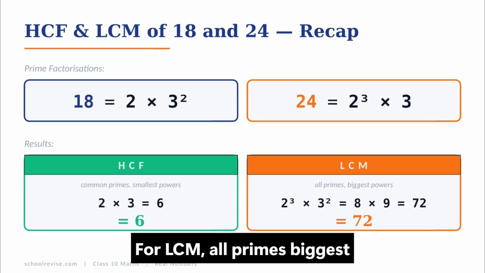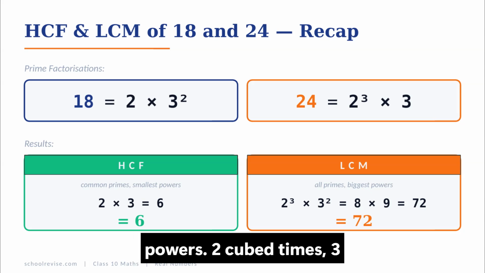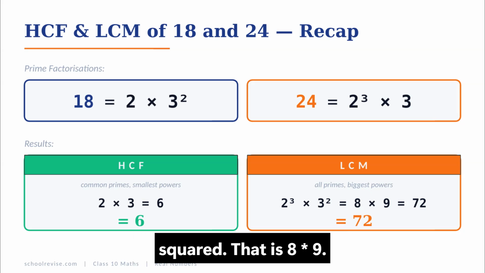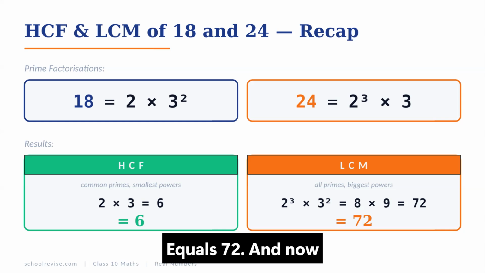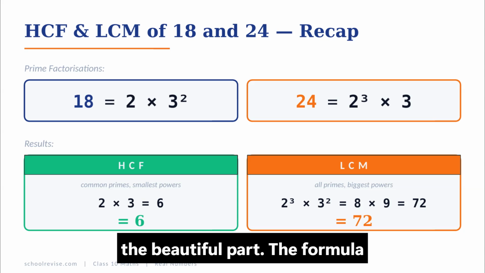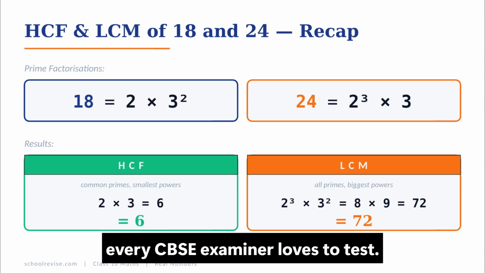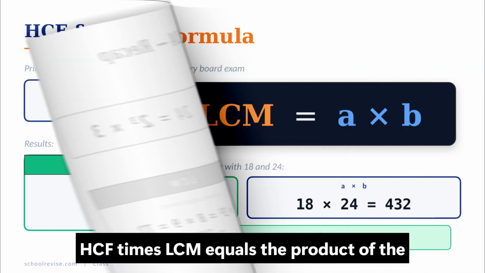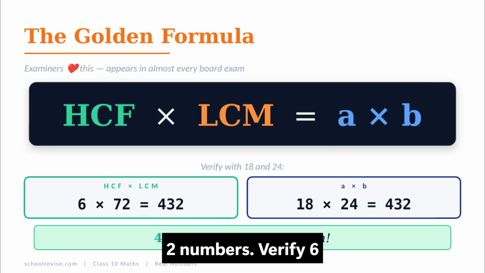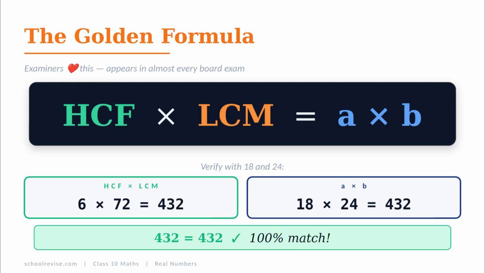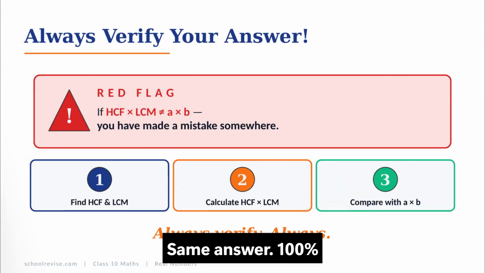For LCM, all primes, biggest powers. 2 cubed times 3 squared. That is 8 times 9. Equals 72. And now the beautiful part. The formula every CBSE examiner loves to test. HCF times LCM equals the product of the two numbers. Verify, 6 times 72 is equal to 432. And 18 times 24 also is equal to 432. Same answer. 100% match.